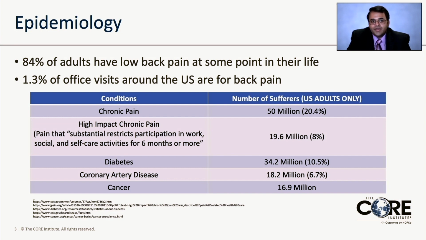Now, when we look at some other diagnoses out there, such as diabetes, about 10.5% of the population have diabetes. Coronary artery disease, about 6.7% of the population, or 18.2 million. And then cancer is even less than that, fortunately, but there are about 16.9 million people in the US with cancer. So when you look at these numbers overall, about 28% of the population is impacted by chronic pain, 10% with diabetes, 6.7% with coronary artery disease or heart disease, and then about 5 to 6% with cancer.